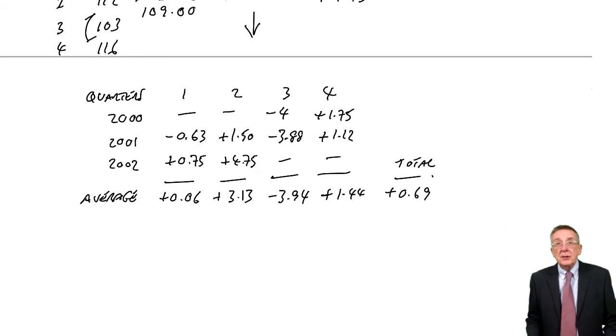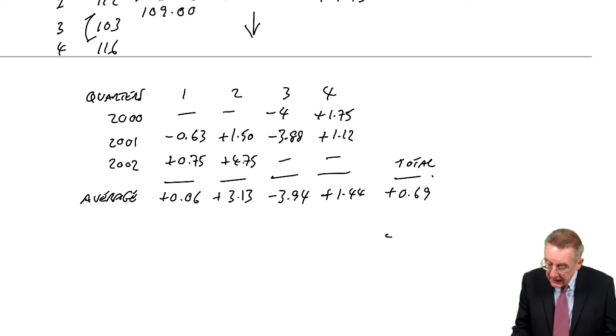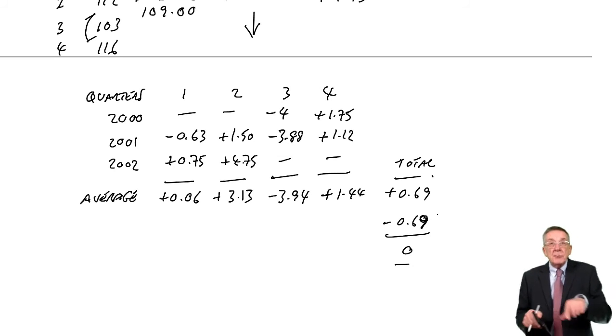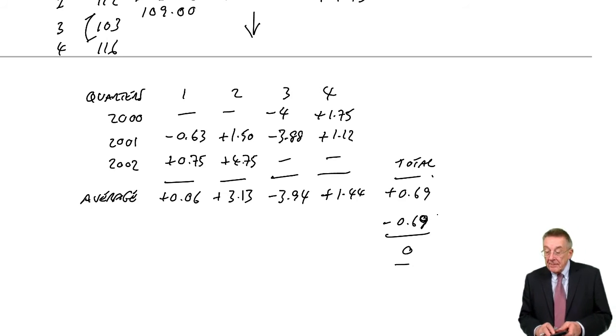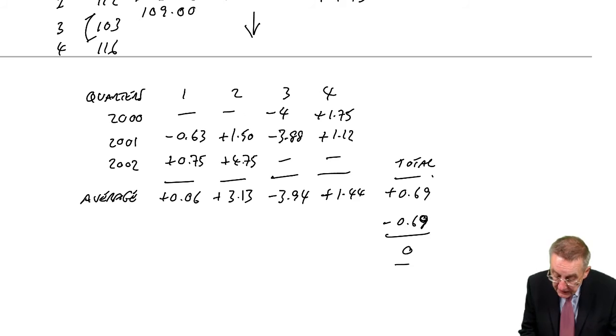And so what some people do, and be aware just in case it was tested, is they say, well, let's make them add up to 0. To add up to 0, we're going to have to subtract 0.69. And so let's subtract a little bit from each of them. There's 4 quarters, so 0.69 divided by 4. Let's subtract 0.17.